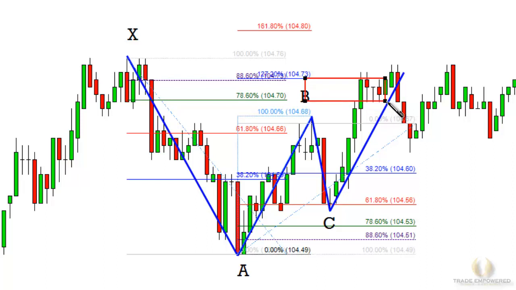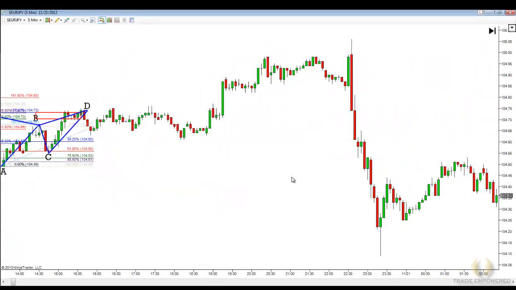Now we'll go over the specifics of different ways to enter or different points to enter when you get something like this, when the ABCD doesn't necessarily line up with the 786 and the 127 is a little higher. But for right now, we just want to work on identifying the Gartley pattern. So a beautiful one right here. X to A to B, B to C, and you can see a CD completion right up at our 127 extension. Let's see if we can get another one.